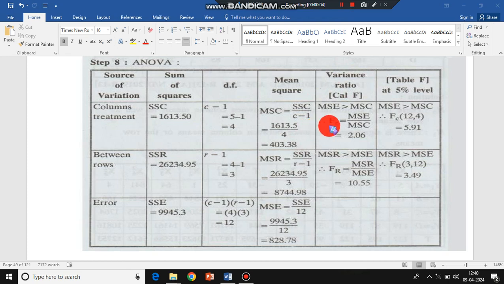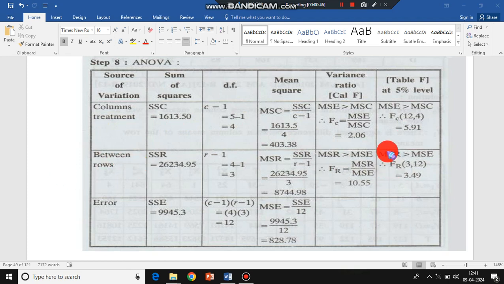So the calculated value of F column wise we have found out, and the calculated value of F row wise also we have found out here. The calculated value column wise equals 2.06 and the calculated value of F row wise is 10.55. Now our job is to find out the table value of F for column wise and the table value of F for row wise.